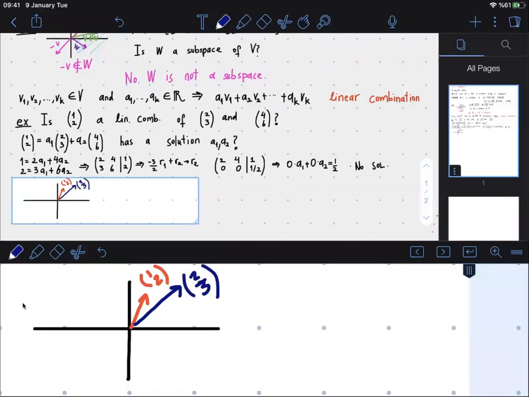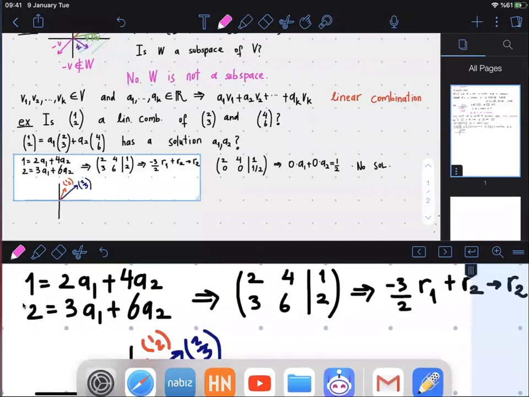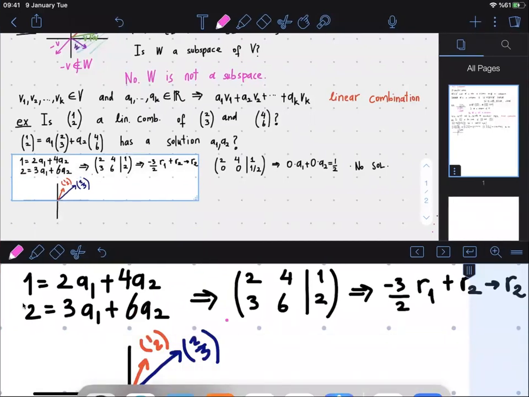This is the vector 2, 3. And 4, 6. 4, 6 also lies on the same line with 2, 3, right? So it will lie on the same line. This is difficult to draw. So this is 4, 6, okay?